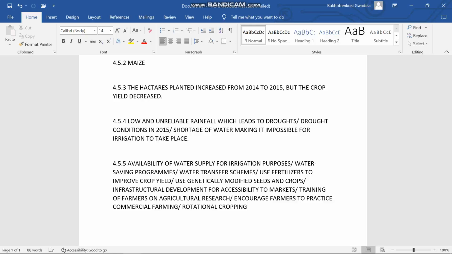So these are the possible actions that you may apply to improve our crop yield as a country here in South Africa.